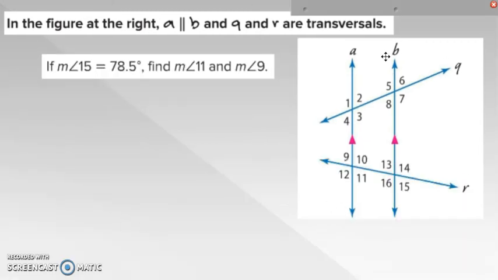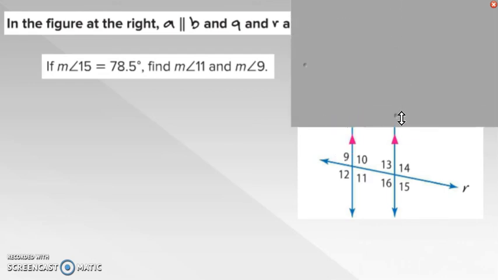Same set of lines as the last example. This time we have the measure of angle 15 right here is 78.5 degrees. We want to find the measures of angle 11 and angle 9. Again, you might want to just cover that top line so it's less for you to look at.